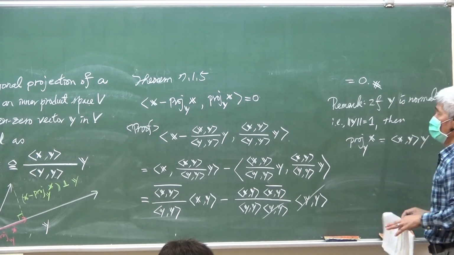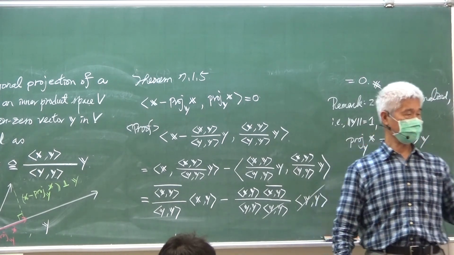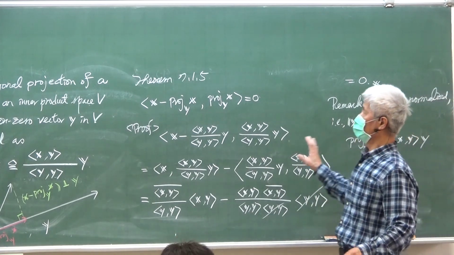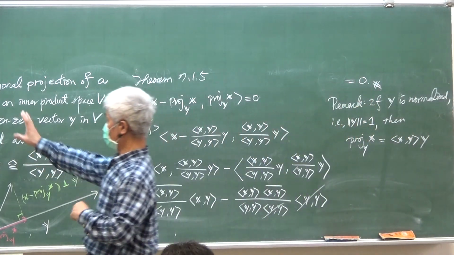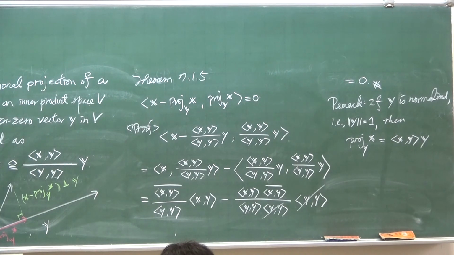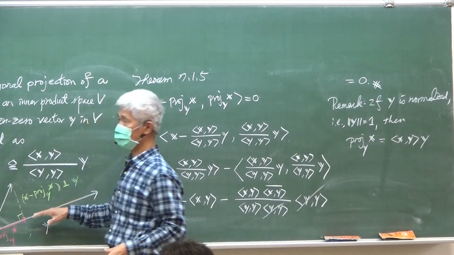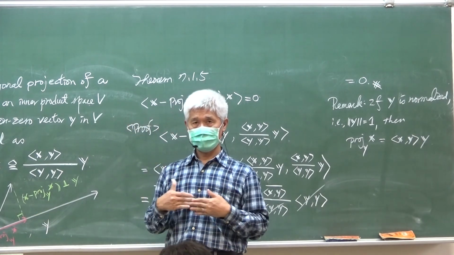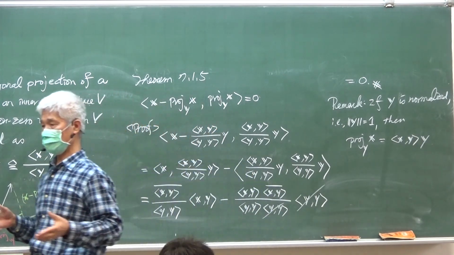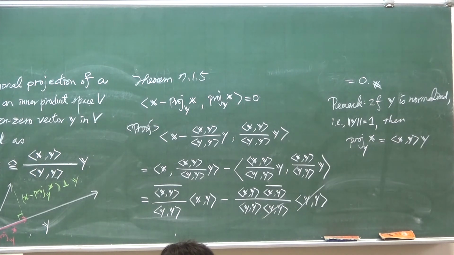Right, so I will stop here. This projection is just for a vector projected onto a non-zero vector y. But we will extend the idea to a vector projected onto a subspace of an inner product space, and that will become more useful.